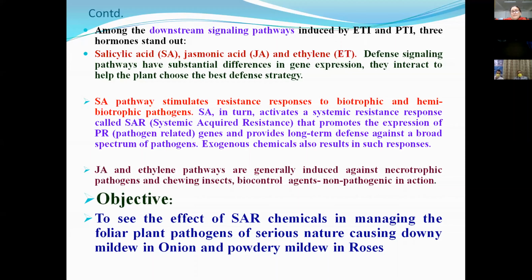Similarly, we have seen that jasmonic acid and ethylene pathways get activated against chewing insects, biological control agents, or pathogens of necrotrophic origin. Some of these chemicals we have used in managing serious pathogens like downy mildew in onion and powdery mildew in roses, because these two serious problems are there in our country.